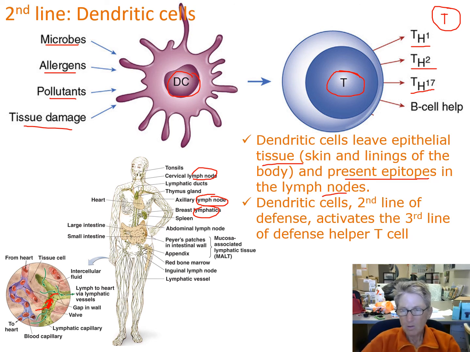Dendritic cells are in the second line of defense, but this is tricky. The dendritic cells will activate the T cells, which are part of the third line of defense. So sometimes the cells overlap. The dendritic cells in the second line will take parts of bacteria to the T cells in the third line.